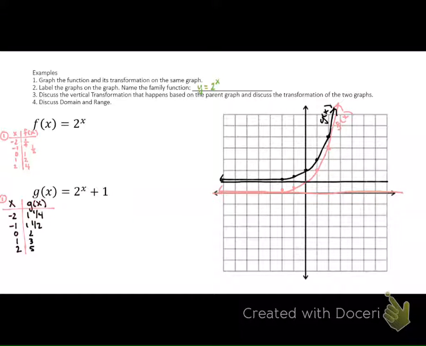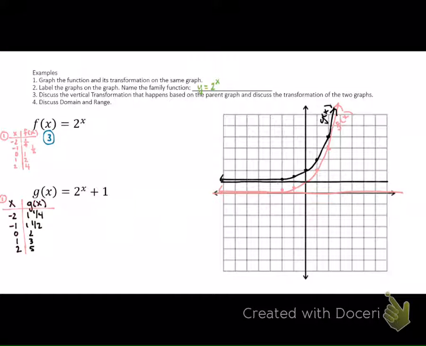So then it asks you guys to discuss the vertical transformation that happened based on the parent graph and discuss the transformation of the 2 graphs. So this is the parent graph, so we're not going to discuss a transformation here. So this is the parent, so we don't need to worry about that here. But we do need to worry about here.